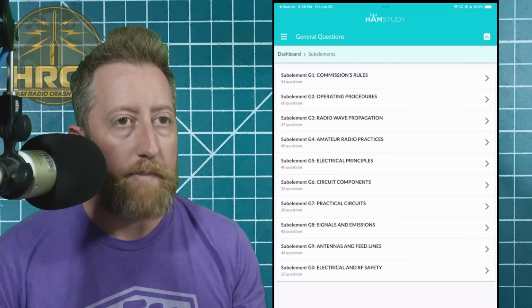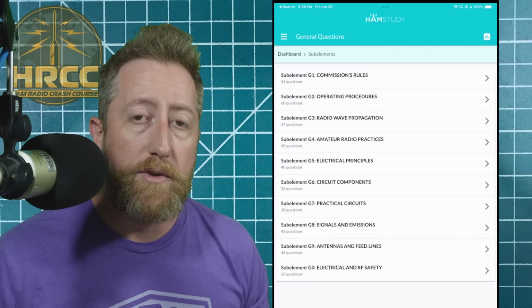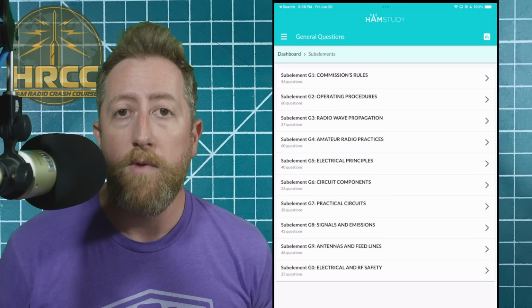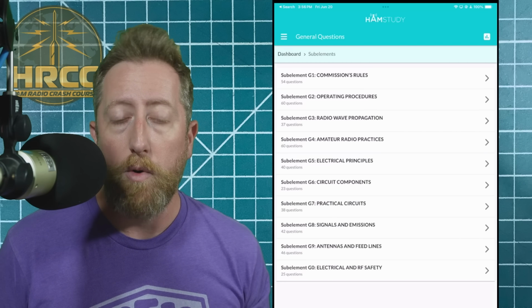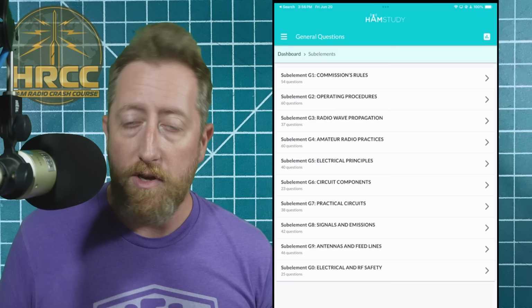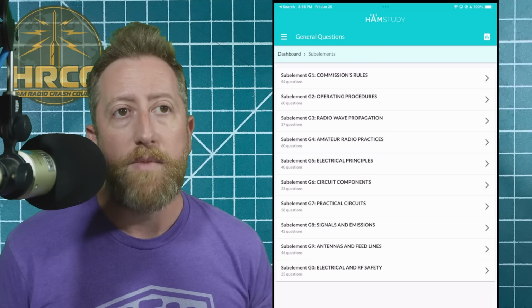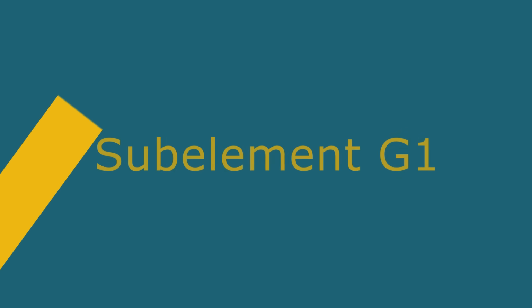I am using the application. You can select to read or go through the order of questions based off of the books you're studying with. So if you're using the ARRL book or the Gordon West book, then you may need to change this. But right now, we're just going through the bog standard sub-element list, and we're starting in sub-element 1.